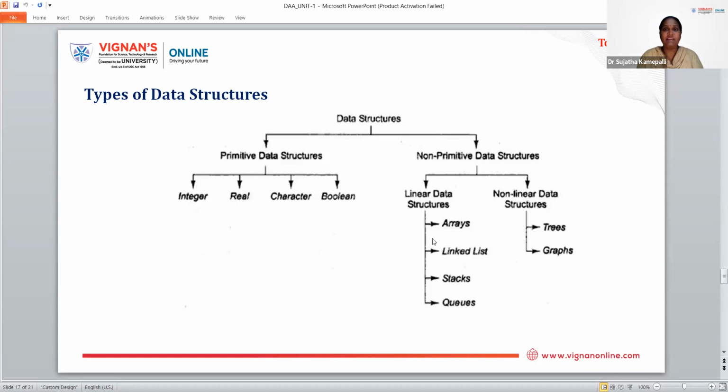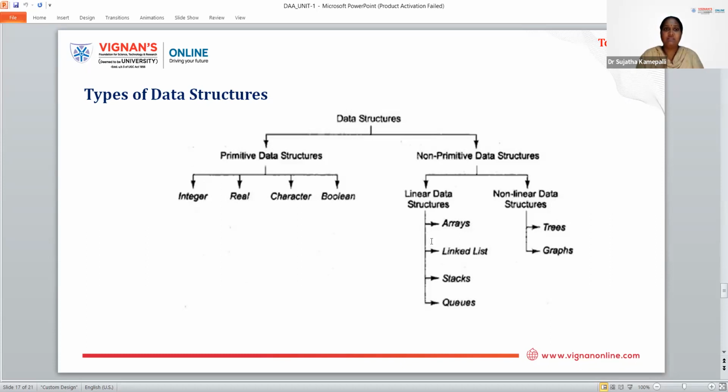Coming to non-primitive data structures, they are also called complex data structures, which are built using primitive data types and organized in various ways. Examples of non-primitive data structures are arrays, linked lists, trees, graphs, stacks, and queues. In queues, we have priority queues, circular queues, etc.